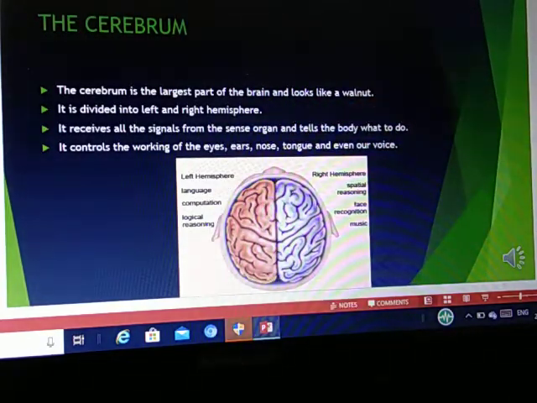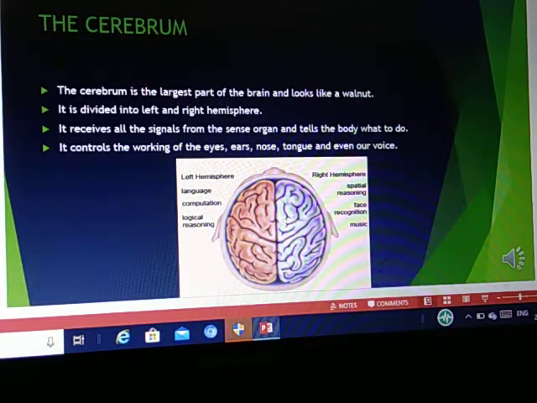Okay students, now up to this point we have completed the parts of the brain, that is cerebrum, cerebellum, and brainstem or medulla.